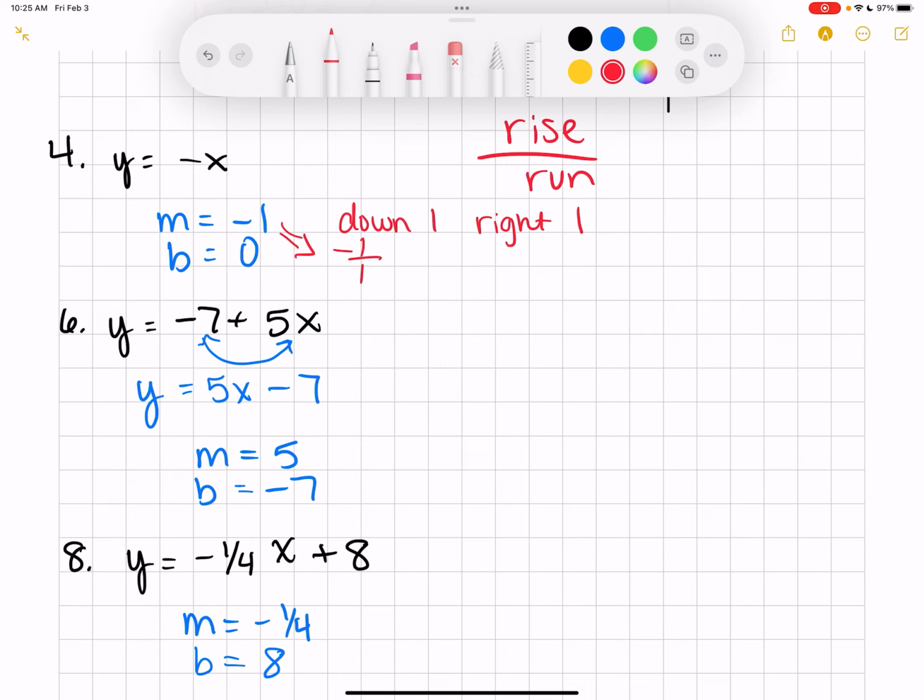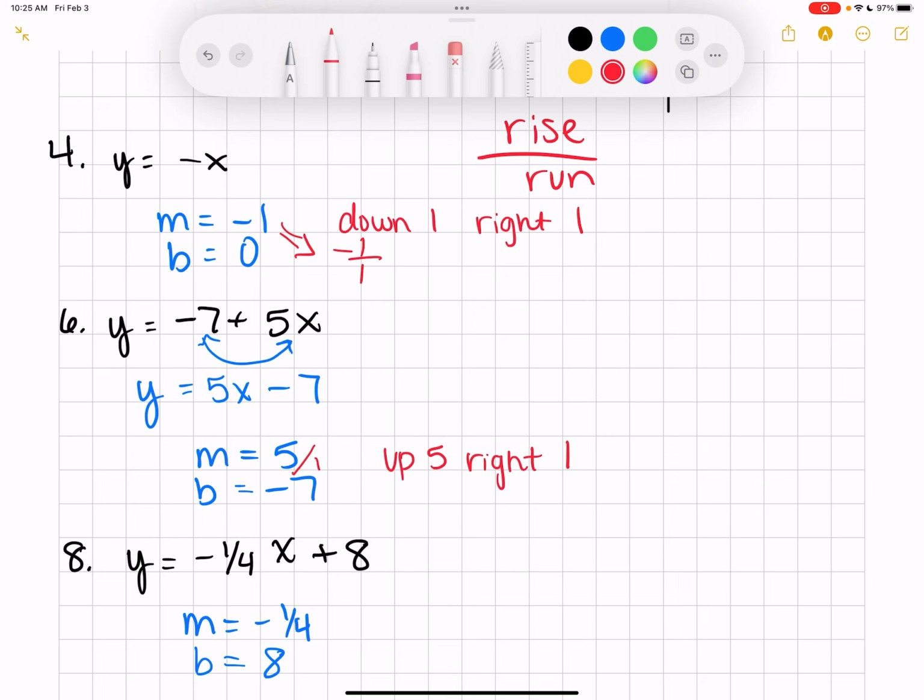So anytime you have a whole number with slope, it's always up or down whatever number that you have, and then right 1 is how we would do the other part. So then our slope for number 6, it's rise over run, so we can interpret this as 5/1, so it's going to be up 5, right 1. And that's how to get from the first point to the next point to the next point, and so on and so forth.